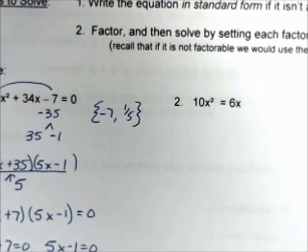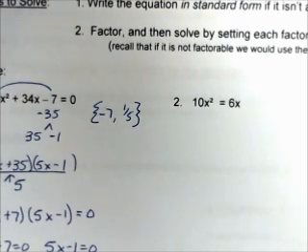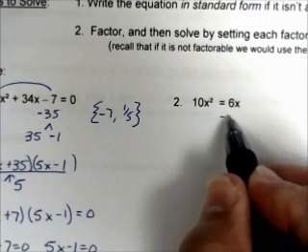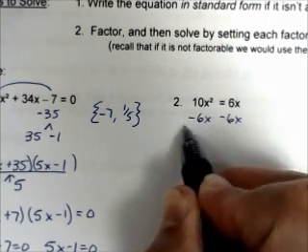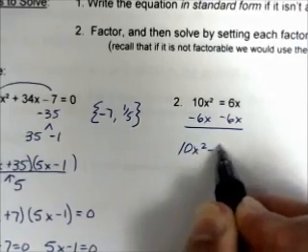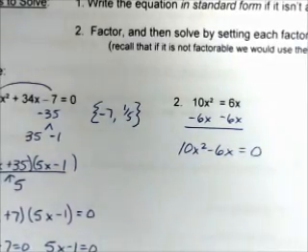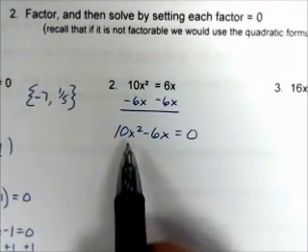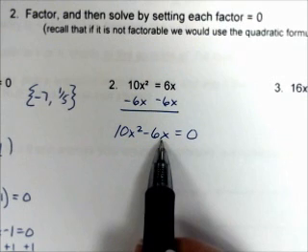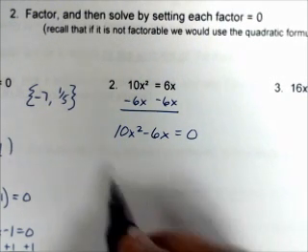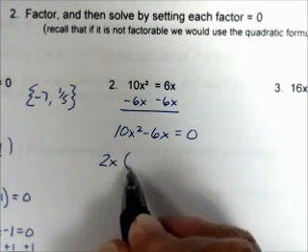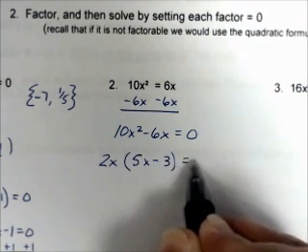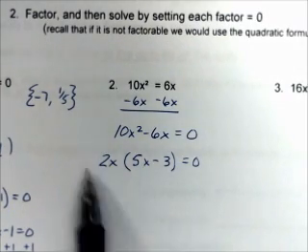Our next problem, 10x squared equals 6x. First, write it in standard form. So subtract 6x from both sides. 10x squared minus 6x equals 0. Now we factor. There's only two terms here. First thing, there is a greatest common factor, so factor out the GCF, which is 2x, and 5x minus 3 results. This is in factored form.